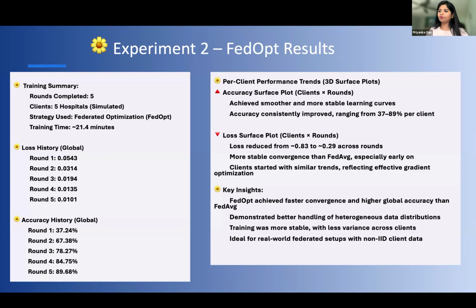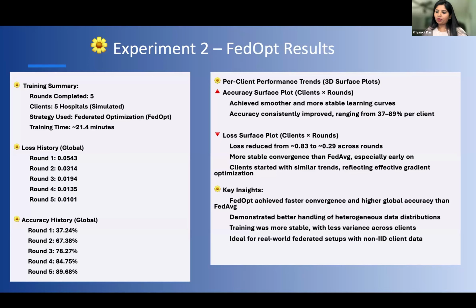For global accuracy, FedOpt showed a steep rise from 37.24% in round 1. It climbed to 89.68% by the final round, outperforming FedAvg throughout. On the client level, the 3D surface plot gives us a visual confirmation. Accuracy curves are smoother and more stable across clients. All clients consistently improved with accuracies ranging from 37% to 89%. The learning paths show less fluctuation, meaning FedOpt handled non-IID variations better.